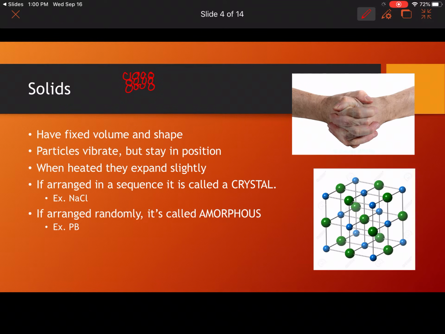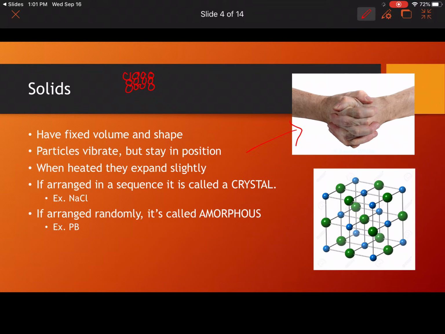Now, if you were in class, I'd get you to clasp your hands together. I'm just going to get you to look here. Right now, clasp your hands together and then slightly move your hands like they're vibrating. Those are solid particles. They're vibrating very slightly. When heated, particles in a solid are going to expand slightly.